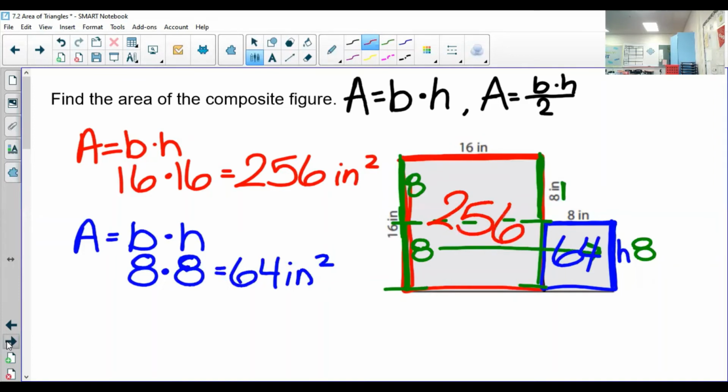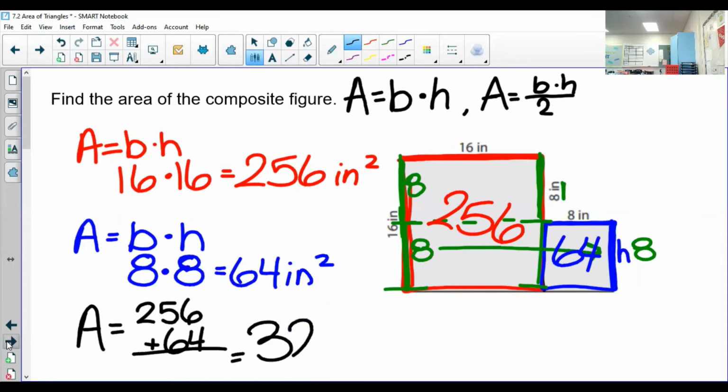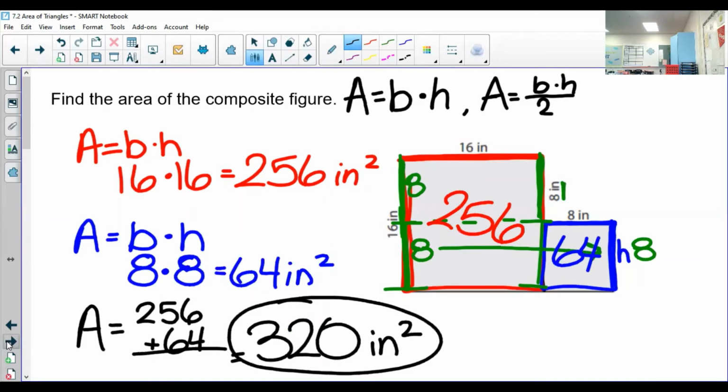If I want to find the total area, I'm just going to add those two together. 256 plus 64 is 320 inches squared. And that's how you're going to do that.